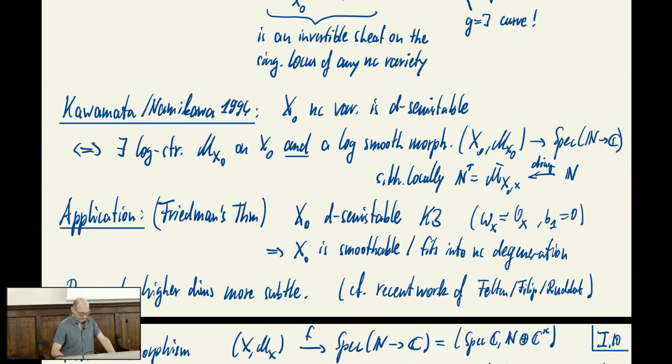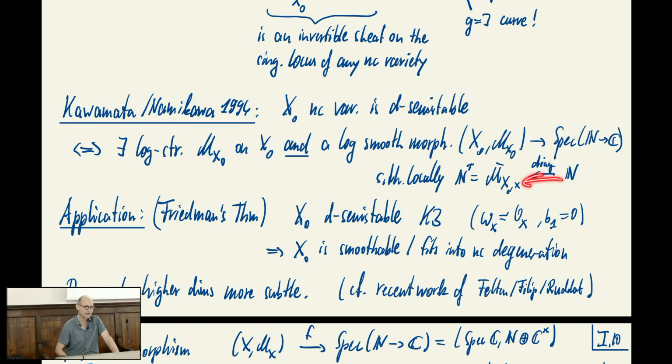But in 1994, Kawamata and Namikawa observed that D-semi-stability is actually equivalent to having a log-smooth structure over the standard log point, of a particular form. So the statement is, you take a normal crossings variety, it is D-semi-stable if and only if there exists a log structure on X0 and a log-smooth map to the standard log point that locally looks like this diagonal map we had before, that we could call a normal crossings or central fiber of a semi-stable degeneration.